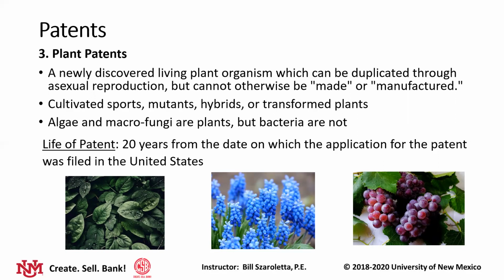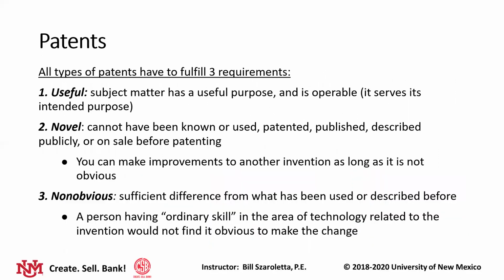And the life of a plant patent is 20 years from the date on which the application was filed. So it's similar to the utility patent. As soon as that application is filed, that is when the life of the plant patent is started. So all these types of patents have to fulfill 3 requirements if they're to be issued before the U.S. Patent and Trademark Office. The first is it has to be useful.